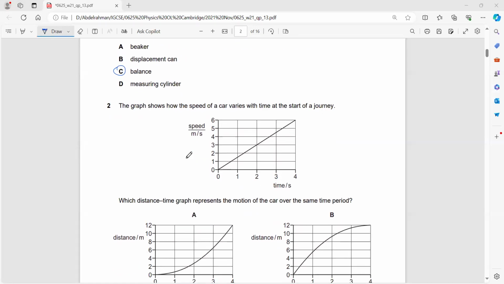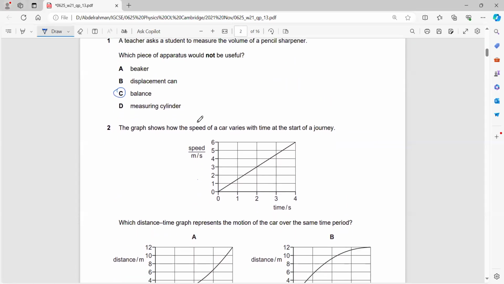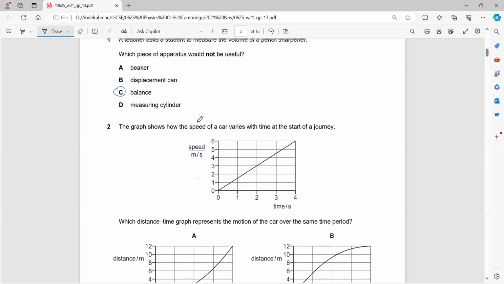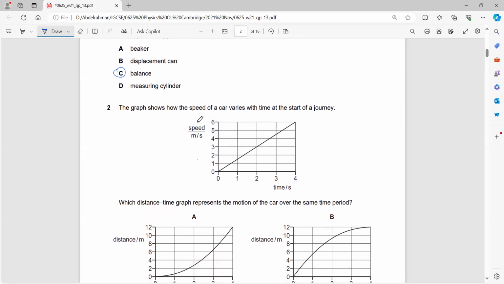Question 2. Graph shows the speed. Okay, the speed of what's a displacement can? A displacement can is like a can. Okay, it's like a beaker or whatever that can measure. It's like a measuring cylinder. Okay, it's the same concept of a measuring cylinder. You can find the change in the liquid volume. Okay, the change in the displaced water, the displaced liquid.